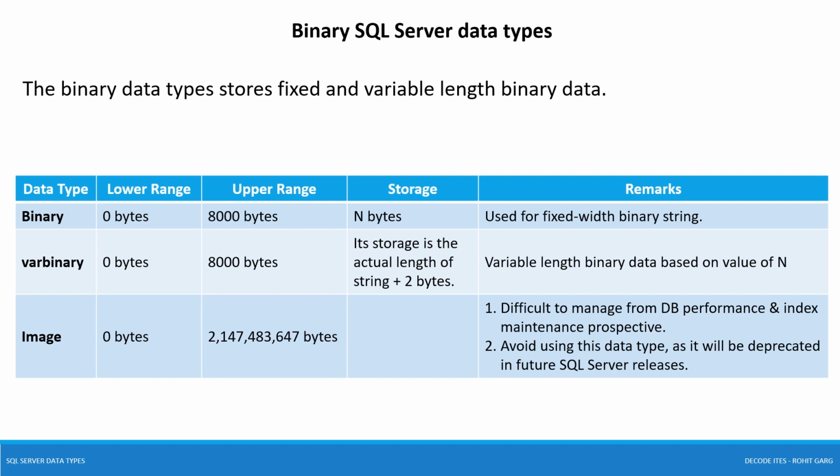Binary SQL Server data types can hold or store fixed or variable length binary data. First is the binary data type. It can hold up to 8000 bytes, and storage depends completely on the bytes used. It's fixed width binary string data. Varbinary can again hold up to 8000 bytes. It needs an extra 2 bytes for the DB engine to manage the variable length data type. Variable length binary data is completely based on the value of n.